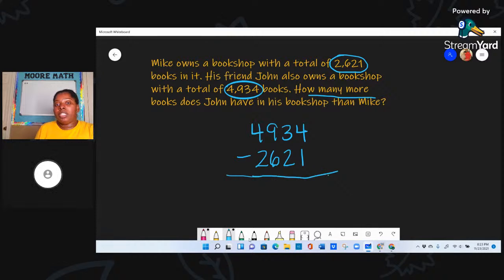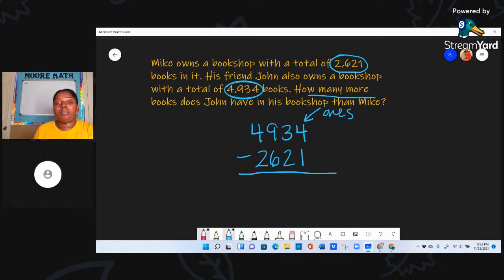I subtracted 2 from the 4 and got 2. Wait. Where do we start? No. We can't start like that. Where do we start? Which place? The 4. Say it again. From the 4. 4 and what other number? And the 1. Good. Okay. We always start with the ones place. Okay. Now what?